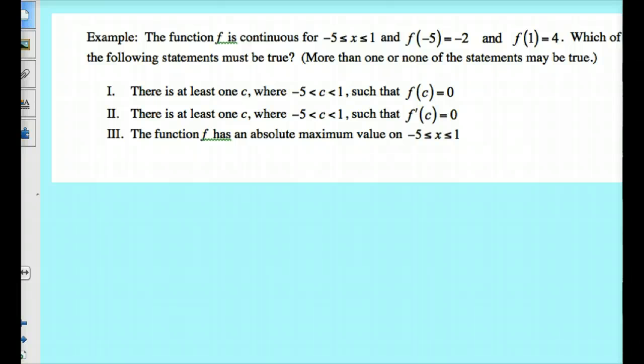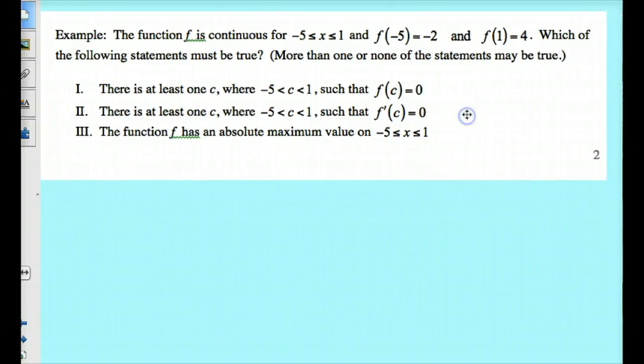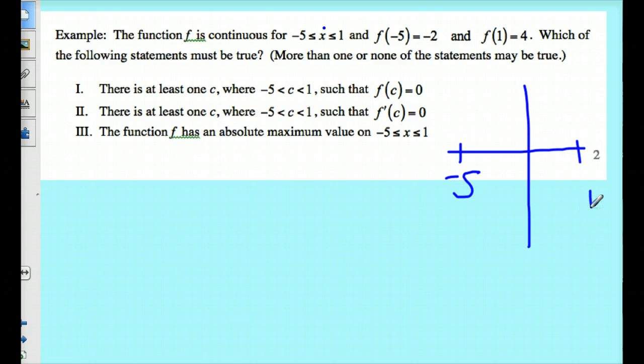It says the function f is continuous for negative 5 less than or equal to x less than or equal to 1, and f of negative 5 equals negative 2, and f of 1 is equal to 4. Which of these must be true? So once again, before I look at anything, I'm going to draw this graph out. This tells me I go from negative 5 to 1, and then negative 5, negative 2, and I also get 1 and 4. So let's look here. If I read this, it says there is at least one C where negative 5 less than C less than 1 such that f of C is equal to 0.